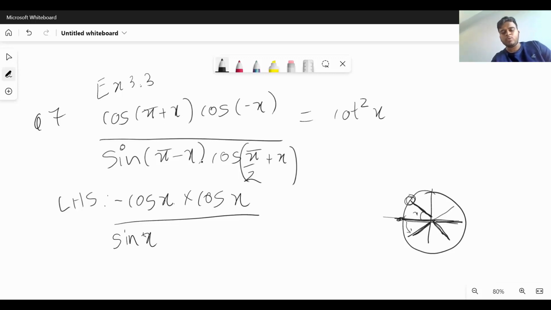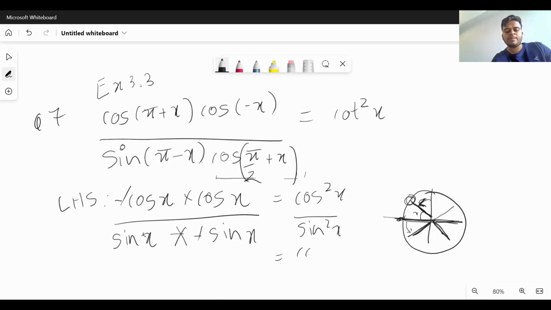Correct? And cos(pi by 2 plus x) would be in the second quadrant. In the second quadrant, cos is negative, but I am taking it with reference to pi by 2, so that will change to sine. So it will ultimately become minus sine x. Correct? Negative and negative signs get cancelled. What you're left with is cos square x upon sine square x, and that is nothing but (cos x upon sine x) whole square. It's nothing but cot square x. Correct? And this is the RHS.